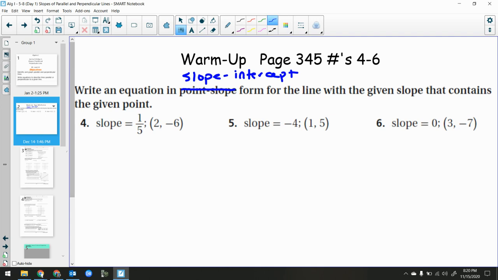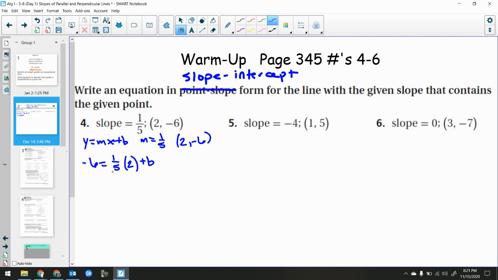All right, so for the first one here, this one I'll solve for b, 5 I'll do point-slope, and then 6 I'll solve for b as well. All right, so solve for b here. That means I know that, if I've got y equals mx plus b, and the m is 1/5, and I've got (2, -6), that means this is going to be -6 is equal to 1/5 times 2 plus b.